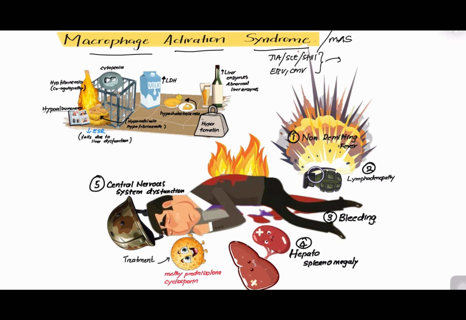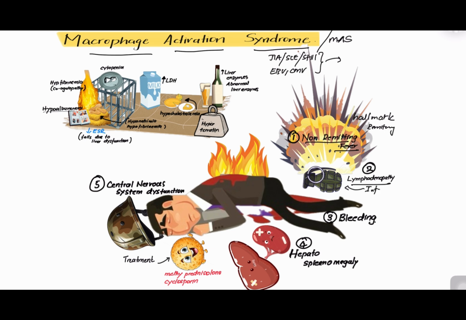Check out that massive explosion in the center, flames bursting everywhere. This is non-remitting fever, the hallmark of MAS, driven by a cytokine storm, IL-6, IL-1, and TNF-alpha going wild. This persistent, high-grade fever doesn't quit, unlike infectious fevers that dip. Next, see that grenade, bulging ominously? That's lymphadenopathy. Swollen lymph nodes come from macrophages and lymphocytes piling in, often misdiagnosed as infection or cancer.